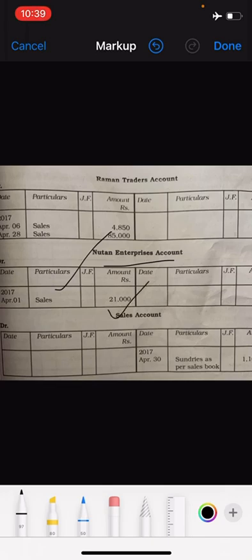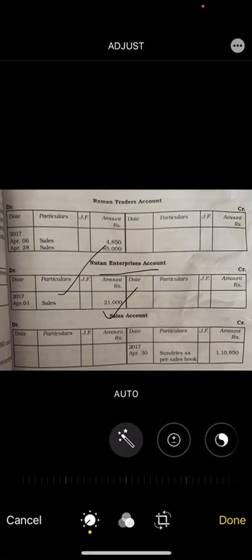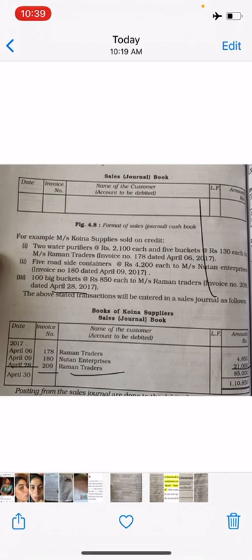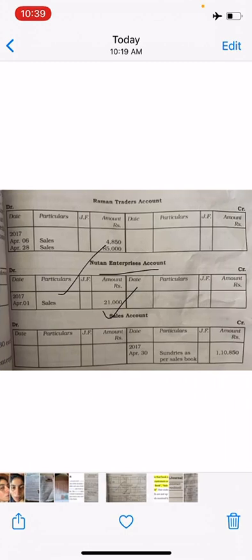Okay. Next, you have one more transaction. It is also Raman Traders, correct? 100 big buckets at rupees 850 each to MS Raman Traders. So Raman Traders account debited to sales account. So again it comes here, Raman Traders account is debited. So on the debit side you have to write sales, 85,000, correct?